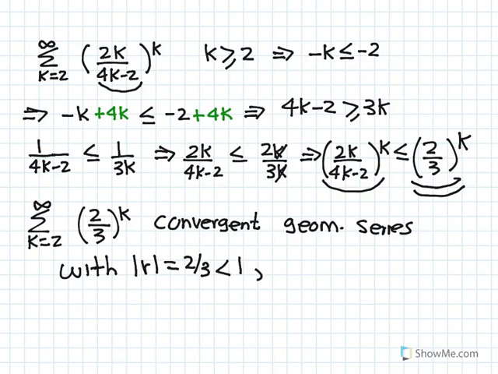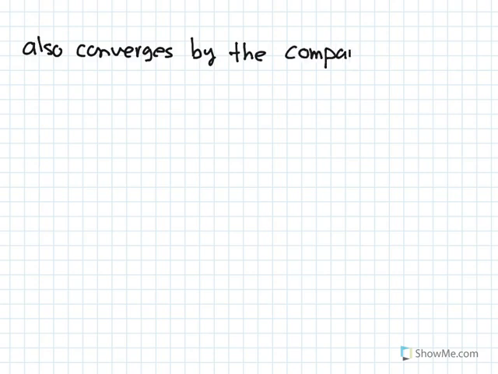That means the given series that we have, summation k equals 2 to infinity of (2k divided by 4k minus 2) to the power of k, also converges by the basic comparison test. I'll just say comparison test.